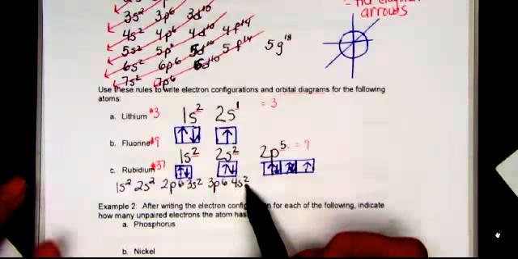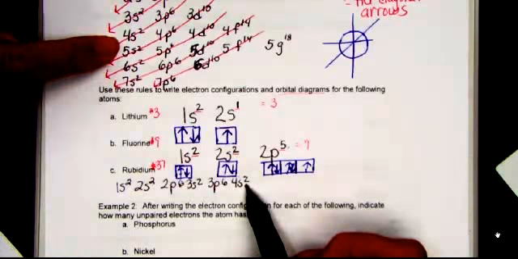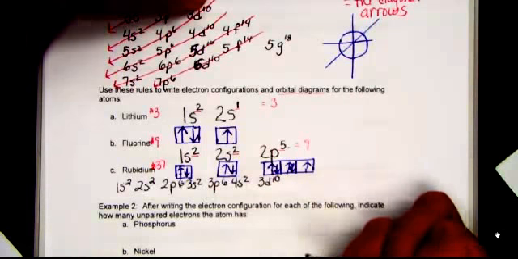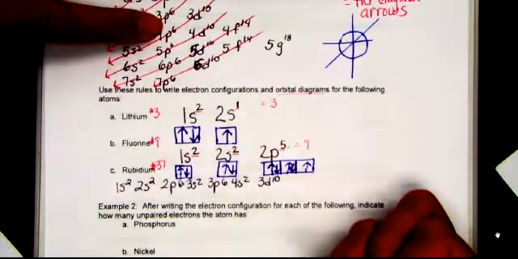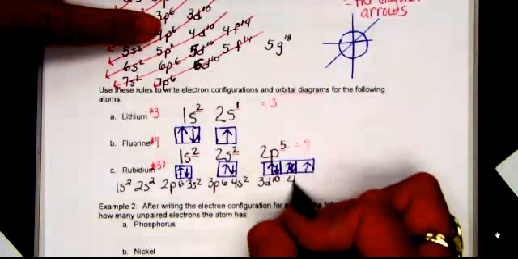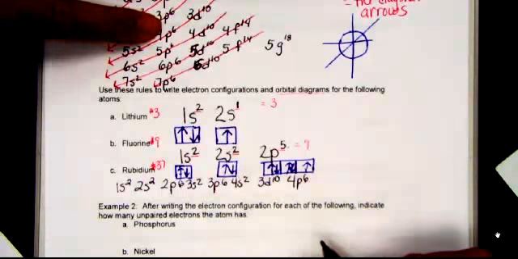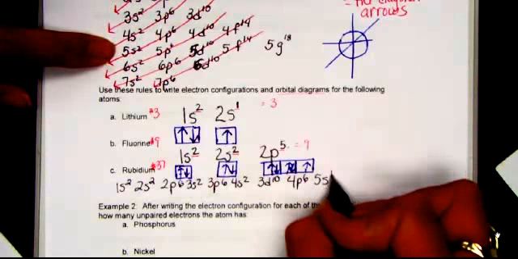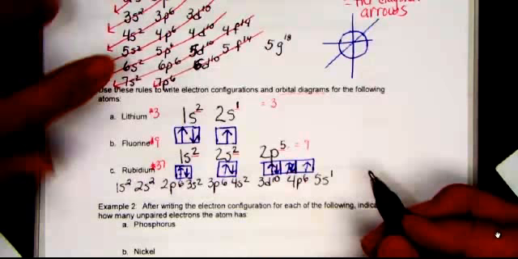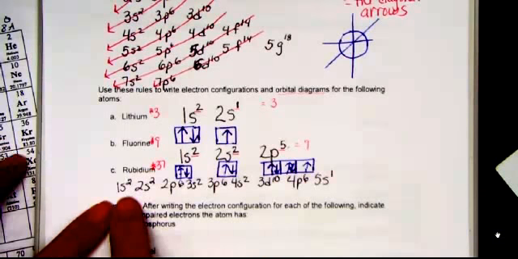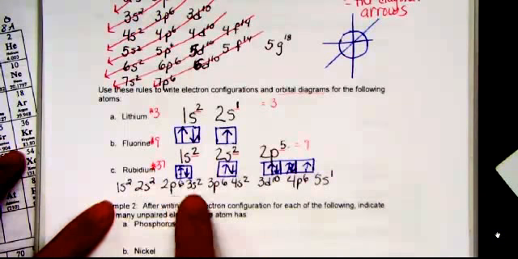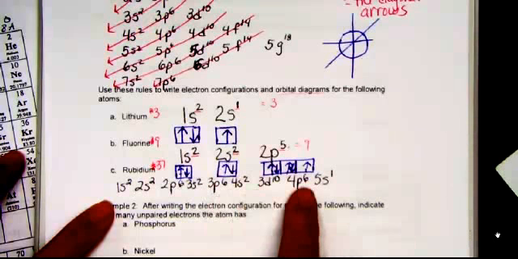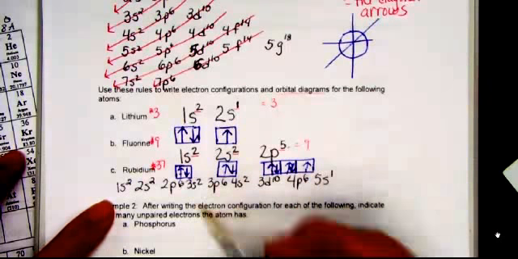So we're at 20. From 4s squared, we go up to the top and find 3d10. That gets us to 30. From 3d10, we hit 4p6. There's 36 electrons and 1 more to place, and it goes in the 5s sublevel, and we have just one electron there. Electron configuration for rubidium: 1s2, 2s2, 2p6, 3s2, 3p6, 4s2, 3d10, 4p6, 5s1.